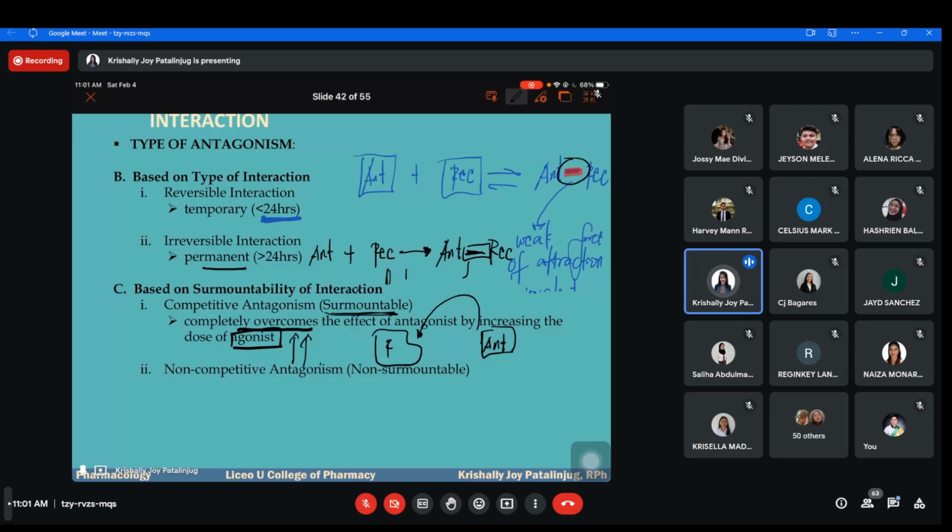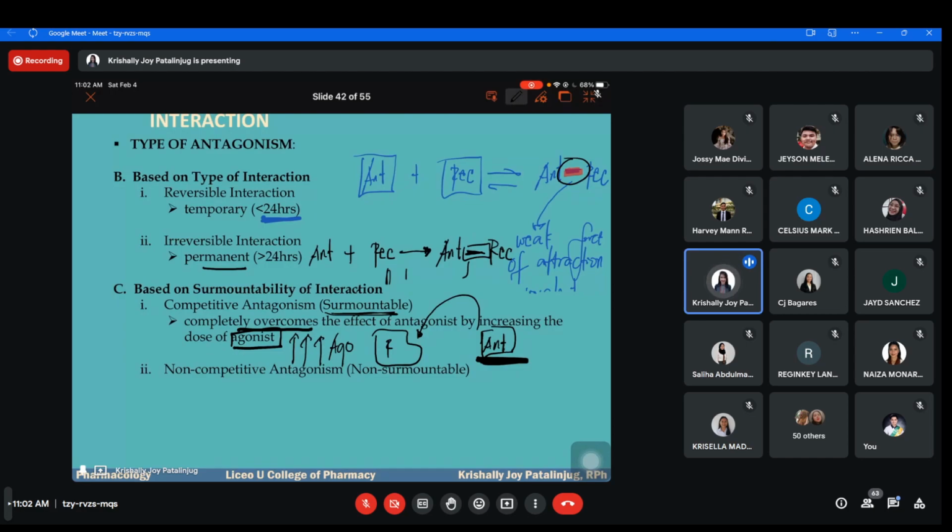By simply increasing the dose of the agonist. Okay, so we have this type of antagonism. So kapag ganito yung nangyari, kapag in-increase yung dose ng agonist tapos na overcome natin yung antagonistic effect nito, then competitive type of antagonism yun.